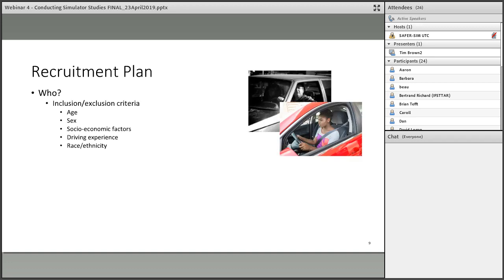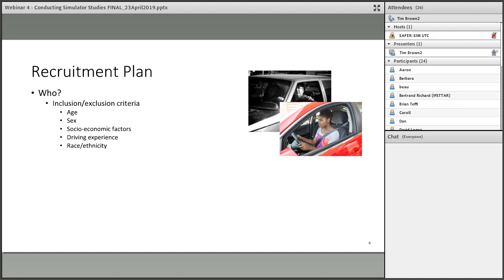We can look at things like age, sex, socioeconomic factors, driving experience, race and ethnicity. How representative of the overall population do I want this to be? And the answer may vary. If I'm looking at how a crash warning system works, I maybe want a broad sample across everything. If I'm doing research on how teens respond to distraction, then obviously my age factors are going to change.